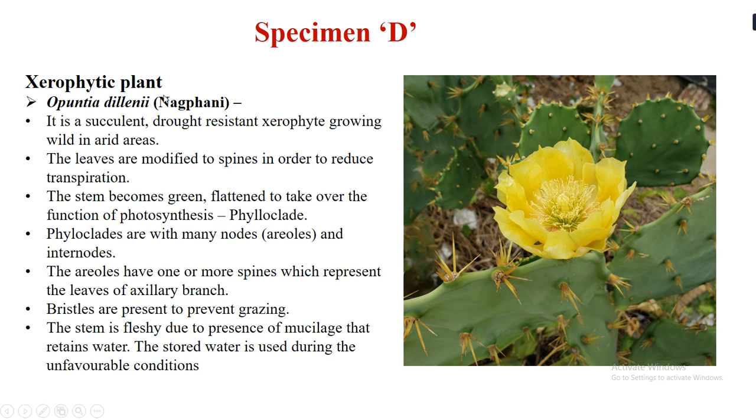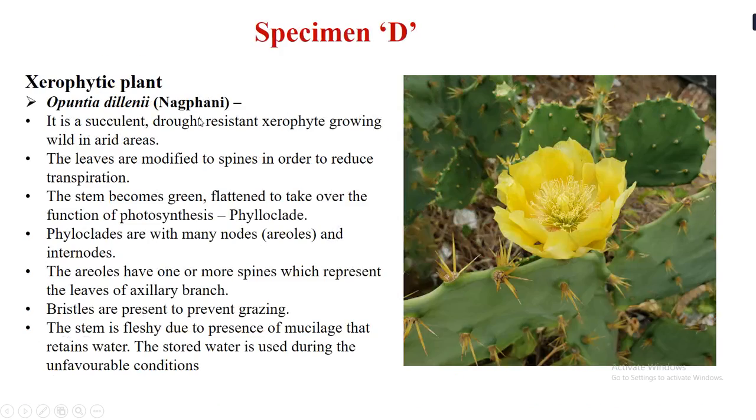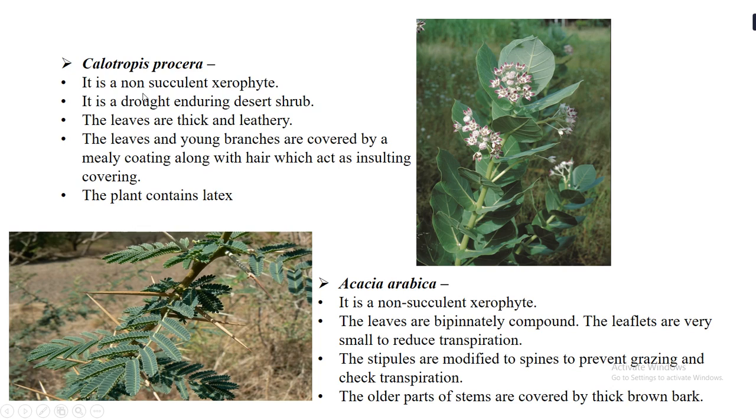If we study xerophytic plants, there are 3 xerophytic plants that you need to study. The first one is Opuntia, commonly known as Nagfani, and you also commonly call it cactus, which is a xerophytic plant. Then there is Calotropis procera, which is again a succulent xerophytic plant, or it can be Acacia arabica. So these are the 3 plants that come under xerophytic plants.